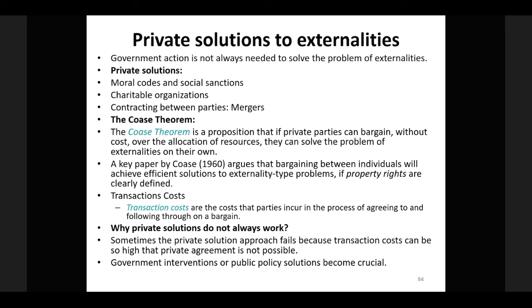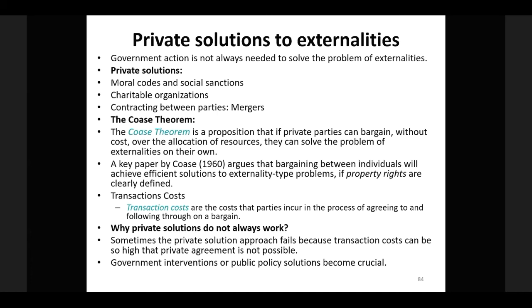And even if you live in an estate where they have walled the estates, sometimes they develop moral codes which you are supposed to sign as an agreement before you purchase the house and live in those estates. So those moral codes can make sure that people do not generate negative externalities.